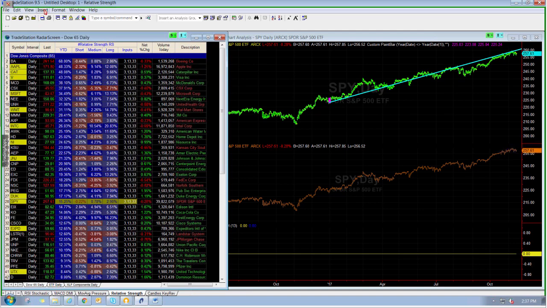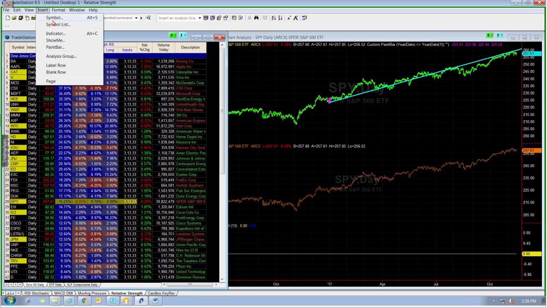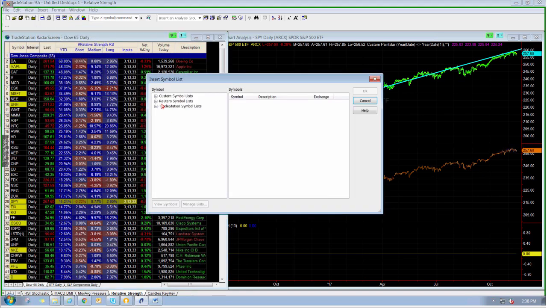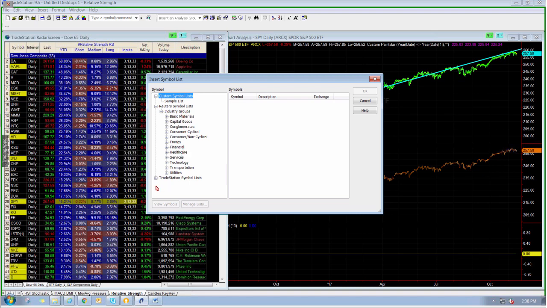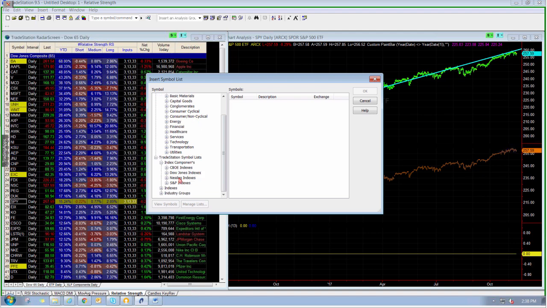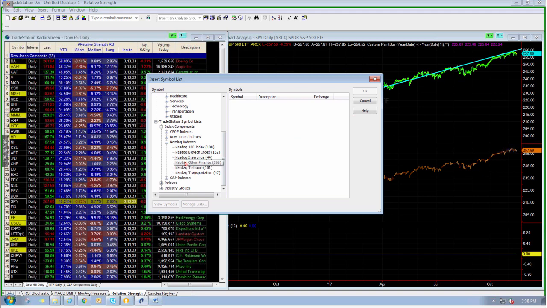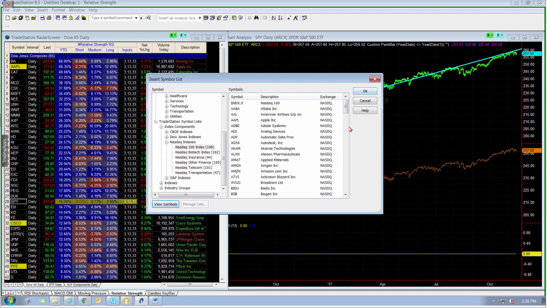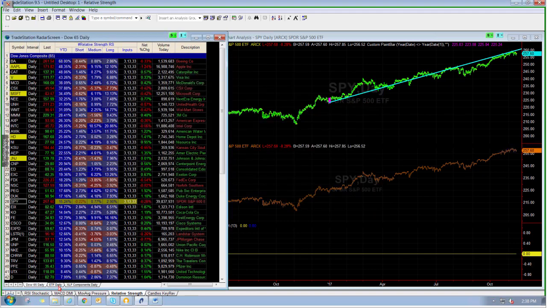So for example, the Dow 65. If you go to Insert at the top and click on Symbol Lists, here you can access all the symbol lists that come with TradeStation. You can access the symbol lists that you've created. You can access the industry group symbol list from Reuters. And of course, all of the TradeStation symbol lists, which include index components like the S&P 500 or the NASDAQ 100. You can access all of those here and add all of those symbols to the window. Just highlight a list, click View Symbols, and then OK, and that'll add them into the window.